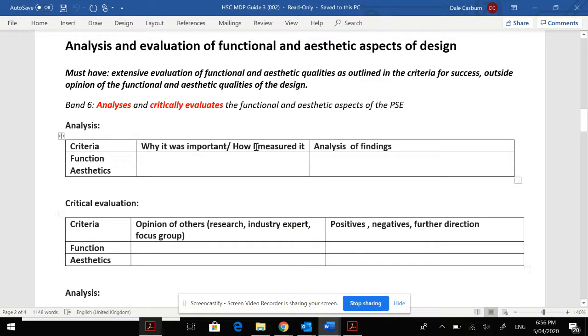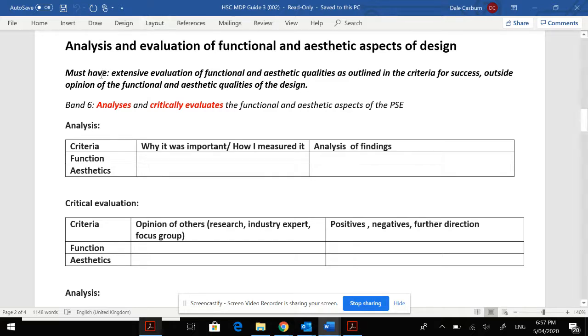All right, guys, back looking at section 13, so getting into part three of the folio, which is the evaluation section. And now we're really looking back to make an analysis and evaluation of the functional and aesthetic aspects of the design. So, really breaking down those two parts. We're not necessarily evaluating or analyzing every single thing here, but a bit of a focus on the functional and aesthetic, which probably takes up quite a bit of your project anyway.